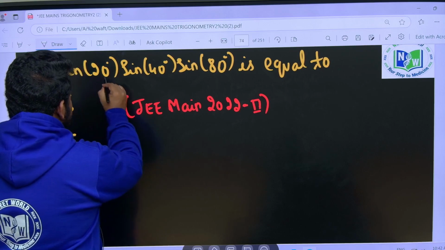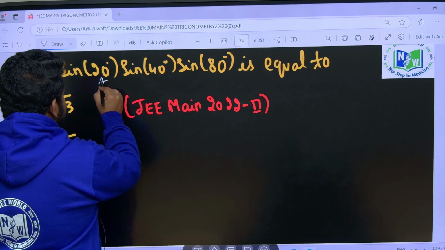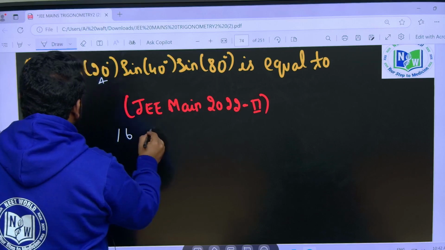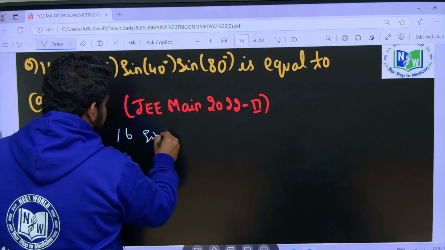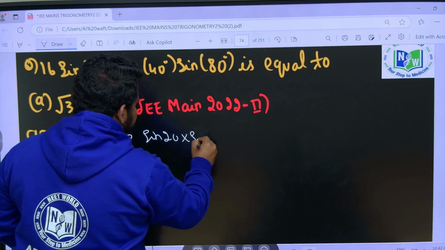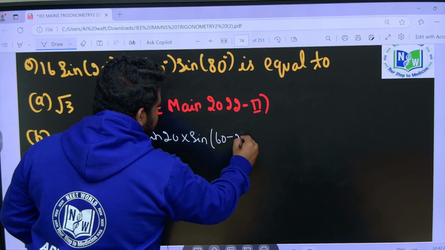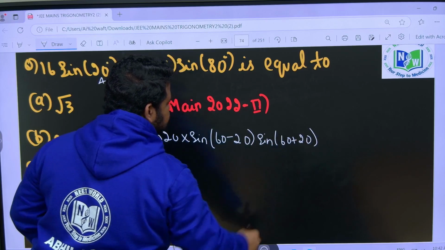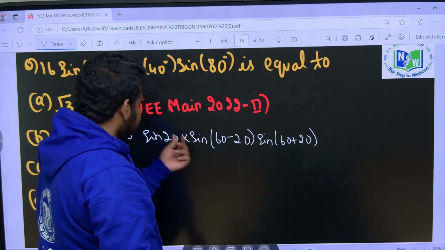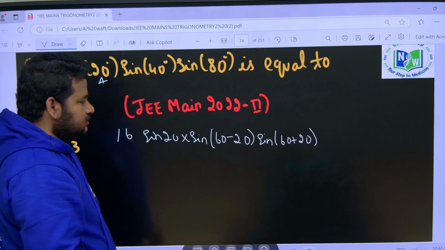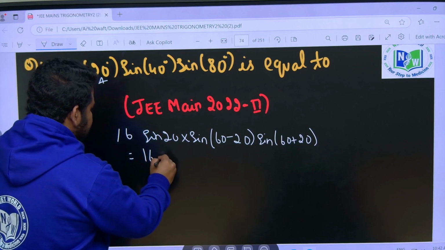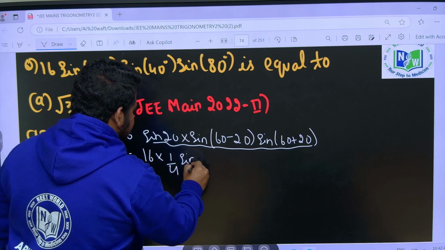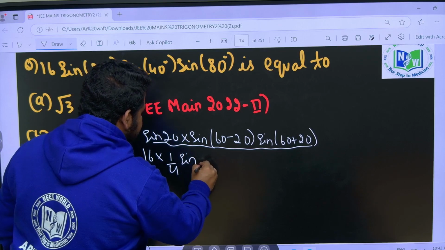So this is 16 into, which is the smaller angle? This is sin A, sin 20, sin(60 minus 20), sin(60 plus 20). So this is 16 into sin 20 into sin 40 can be written as sin(60 minus 20), sin(60 plus 20). Once you identify this, no need to write these steps, you can write it as 1 by 4 sin 3A. So this is equal to 16 into 1 by 4 sin 3A, 3A is 3 into 20, that is sin 60.